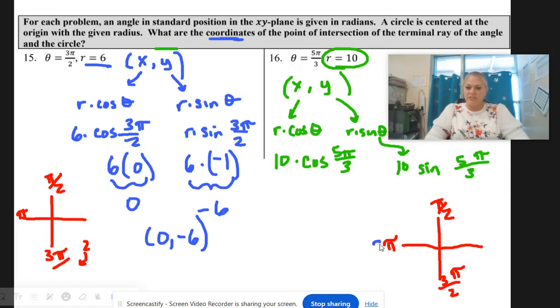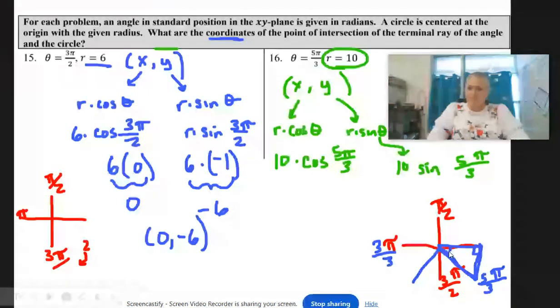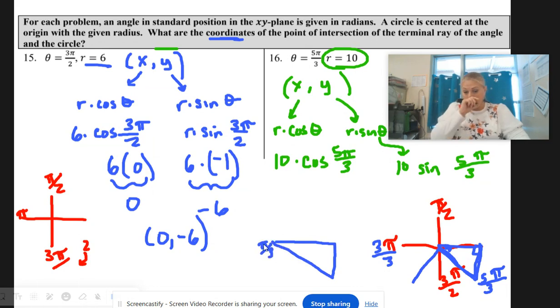This is pi, which is 3 thirds pi. Then around here is 4 thirds pi, which means right about here is going to be 5 thirds pi. That's what we're looking at, which creates this right triangle. The reference angle would be 1/3 pi. Let me redraw this over here so you can see it a little better. This is pi thirds. Across from that would be square root of 3, the long side would be 1, and the hypotenuse would be 2.